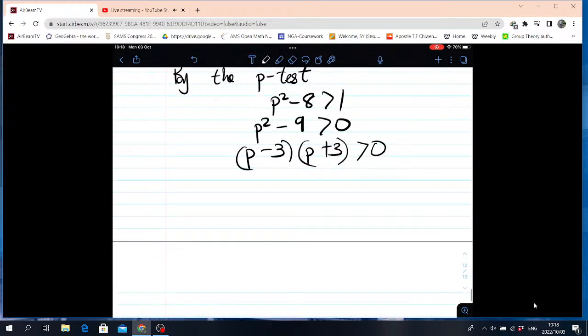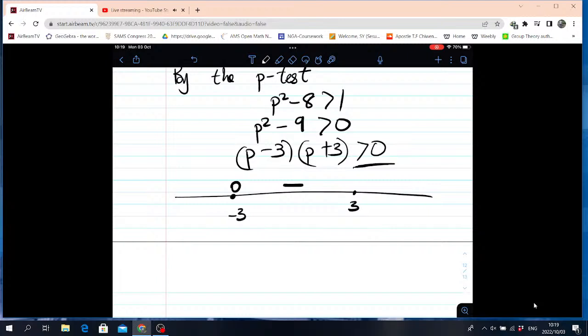And now we want to find out when we are going to have something like this. We want to find where these values are positive. So our critical values are minus 3 and 3. If you take a value between minus 3 and 3 and plug it in, you'll see that it's going to be negative. Take 0, for example. You get minus 3 times 3, which is minus 9, which is negative.